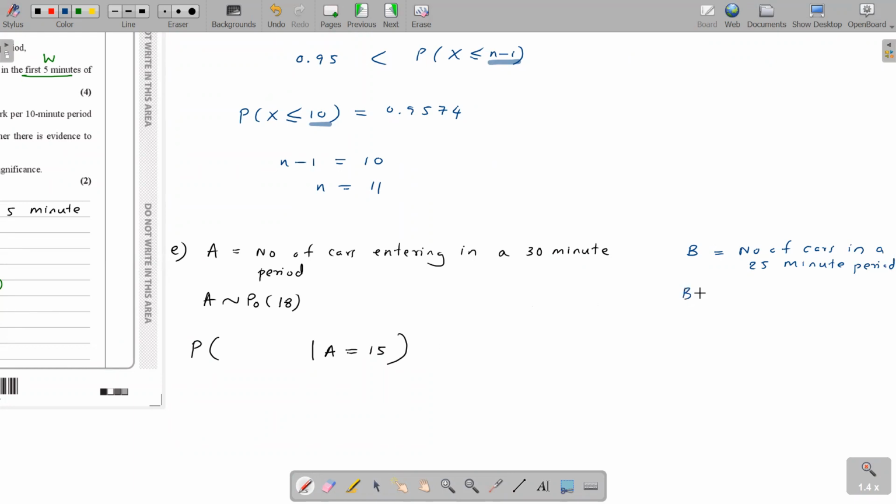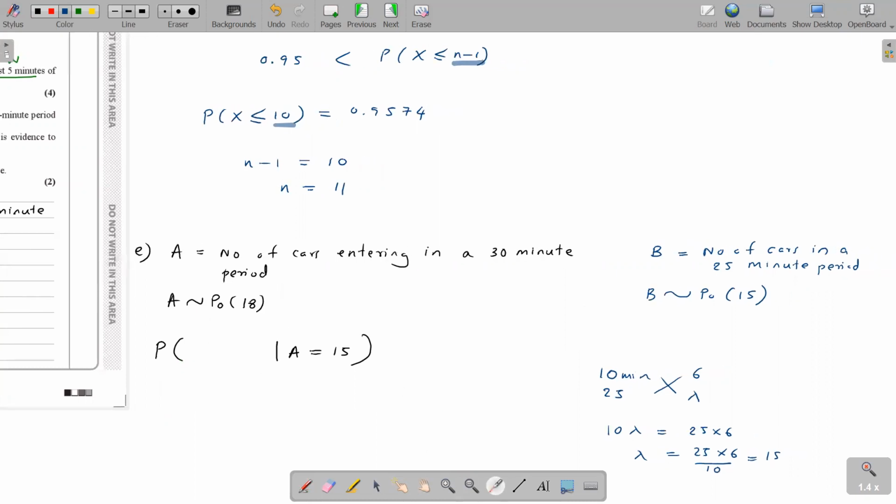And B follows the Poisson distribution. Can you all calculate? For 10 minutes, we have a lambda of 6. For 25 minutes, what's the lambda value? Lambda is 25 times 6 divided by 10. How much is it? 150 over 10, 15, right? So B has a Poisson distribution with lambda 15. Are you with me? So this is the lambda value for the 25-minute period.